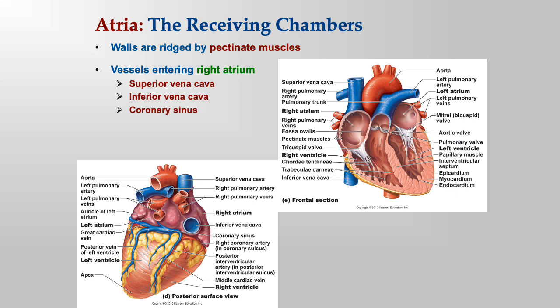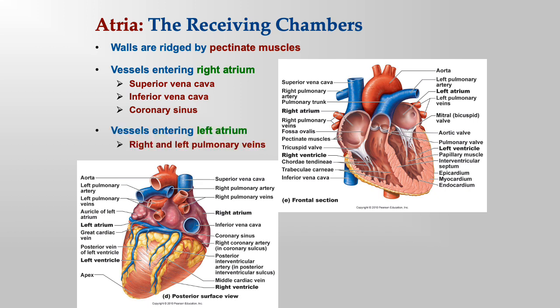Then the coronary sinus is on the backside, the posterior of the heart. It's kind of a wide vein, and that's where the blood that the heart pumped to itself comes back. It also then drains into the right atrium. So there are three entry points of blood into the right atrium: the entry point for the superior vena cava, for the inferior vena cava, and for the coronary sinus.